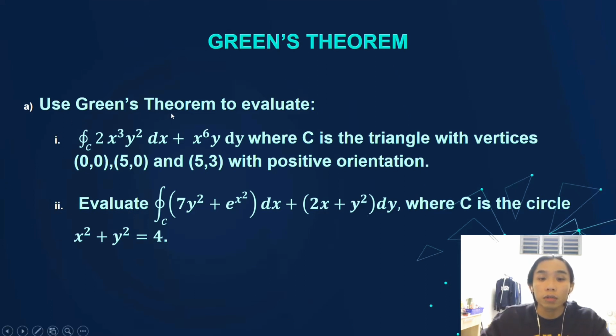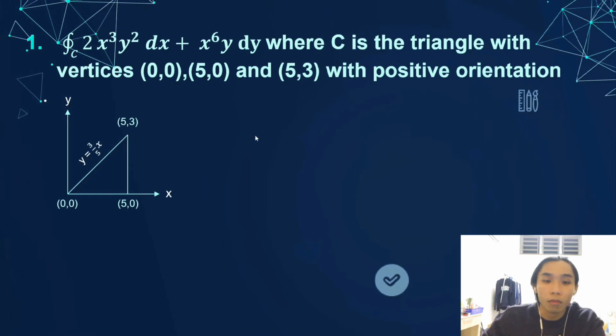Use Green's theorem to evaluate the integral of 2x cubed y squared dx plus x to the power of 6 y dy, where C is the triangle with vertices (0,0), (5,0) and (5,3) with positive orientation. For step number 1, we will plot the graph using the coordinates given, (0,0), (5,0) and (5,3), and after that we will get the triangle.